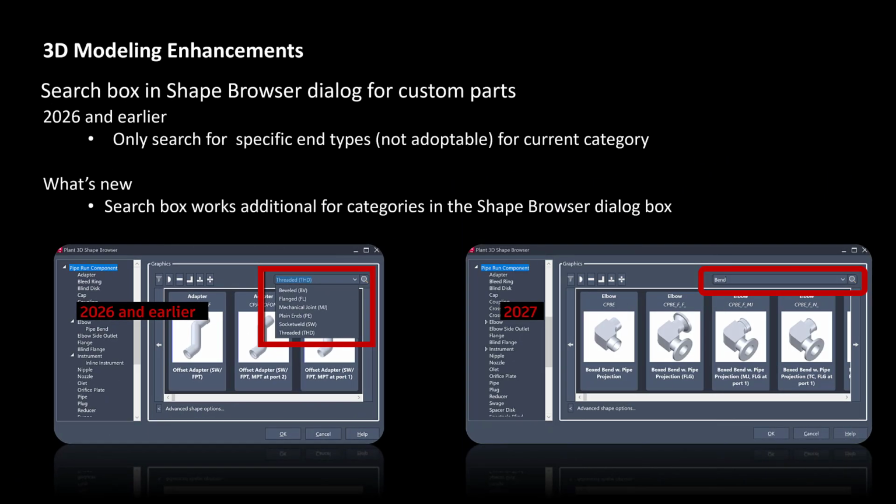Searching for custom parts also got a usability boost. In earlier releases, the search box in the shape browser was limited and only worked for certain end types. In 2027, the search box now works across categories with keywords, not just within the current one, but within the currently selected one and its subclasses below. This makes it much easier to find the right custom part.